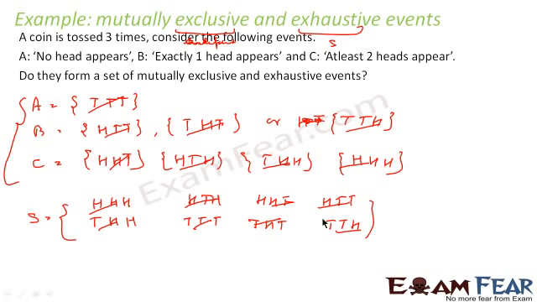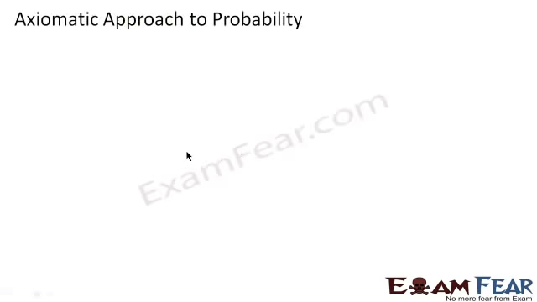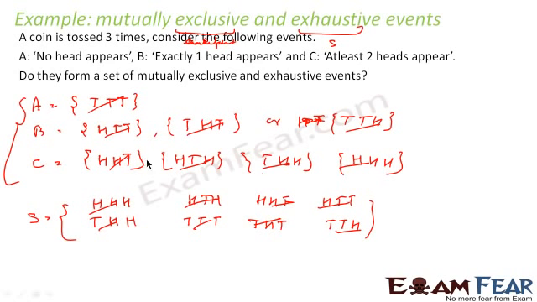That means all these are exhaustive events. Also you see there is no overlap, so these are not overlapping. So these are mutually exclusive also. These are exhaustive because when you add all these you get the sample space. These are mutually exclusive because they are not overlapping each other. There is no common element in A, B and C.